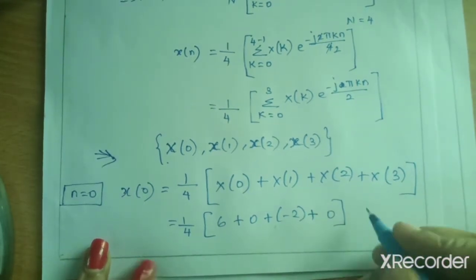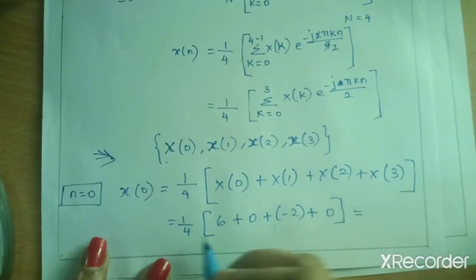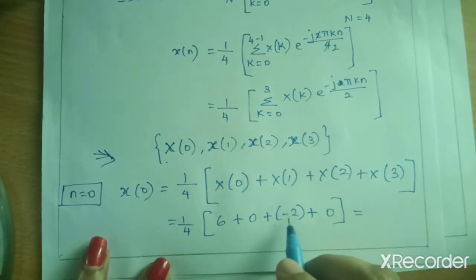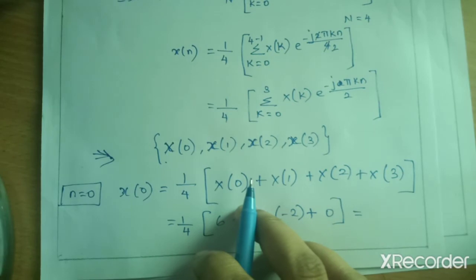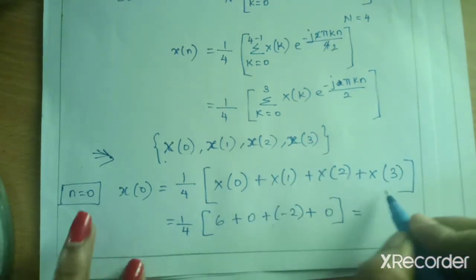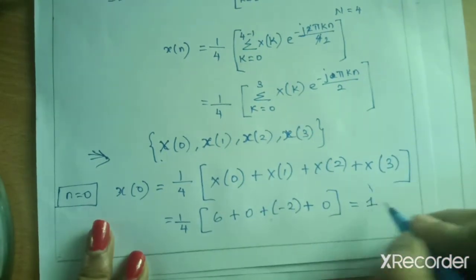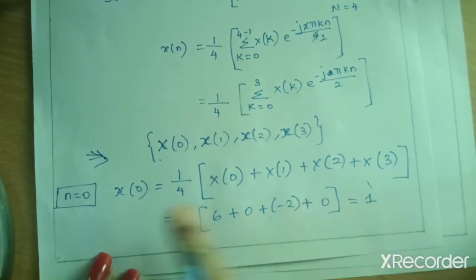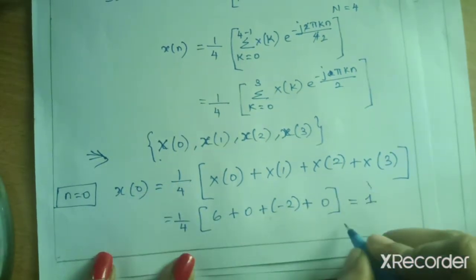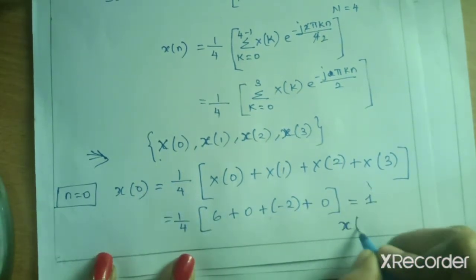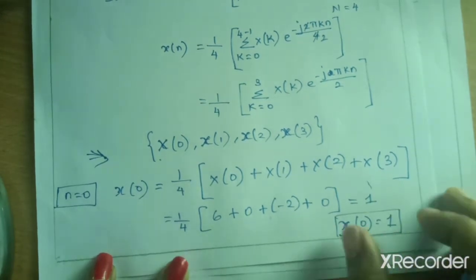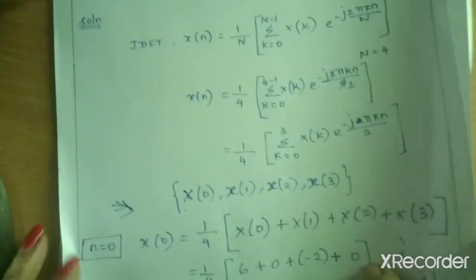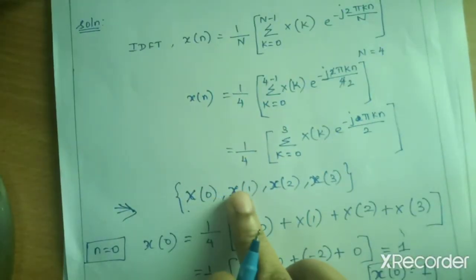So we then calculate the equation. 6 minus 2 is 4, and here we have a 4, so 4 divided by 4, the value will be 1. So the value of small x of 0 is equal to 1. Next you have to calculate the value of small x of 1.